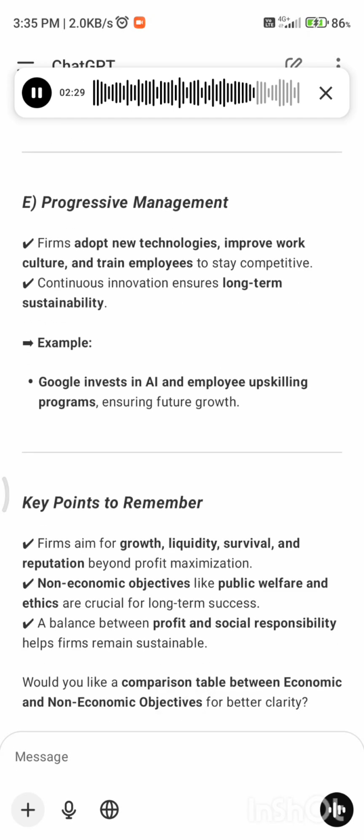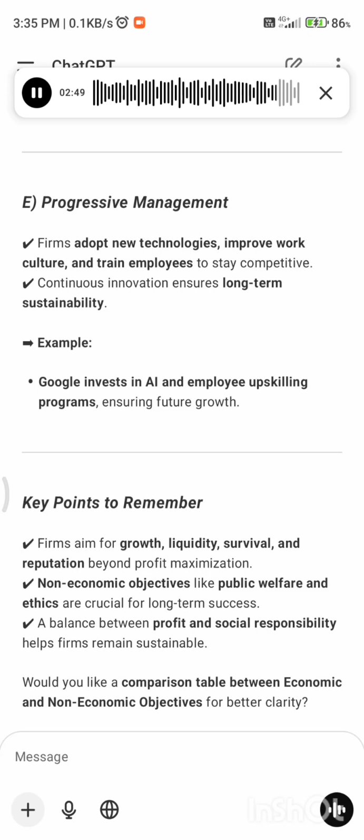E. Progressive management. Firms adopt new technologies, improve work culture, and train employees to stay competitive. Continuous innovation ensures long-term sustainability. Example, Google invests in AI and employee upskilling programs, ensuring future growth.